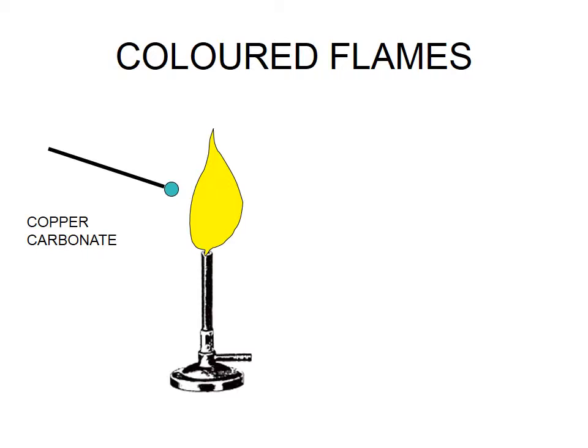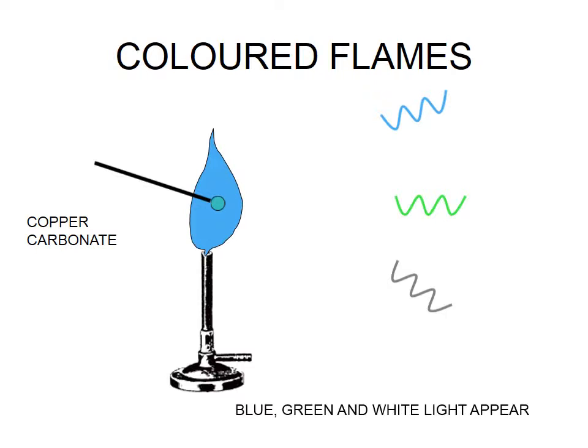The next evidence which contributed to our knowledge comes from the burning of compounds in a flame. For example, when copper carbonate burns, it emits a green light. If we analyse this light, we see it's actually composed of blue, green and white light. When we heat calcium carbonate in a similar way, it gives off orange-red light. Different elements give off different colours, so there must be some way of explaining why this actually occurs.